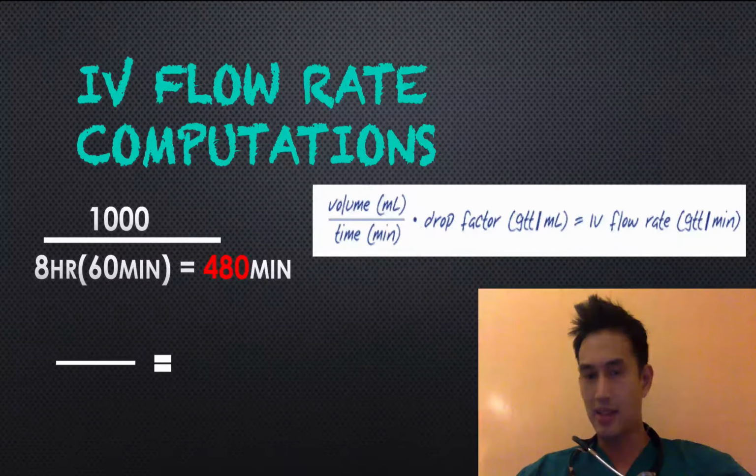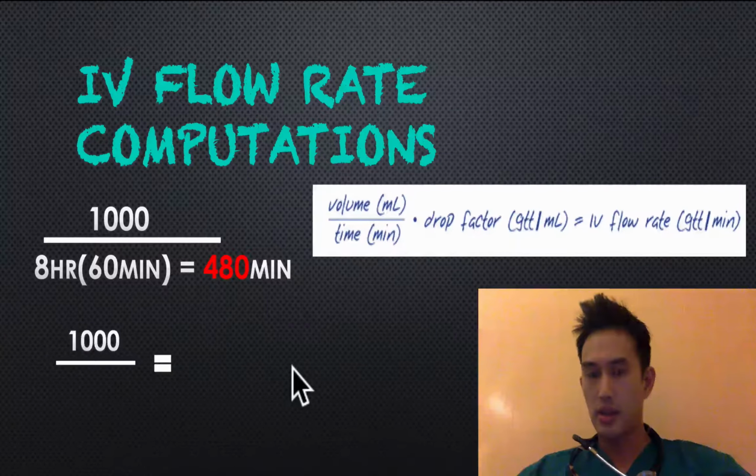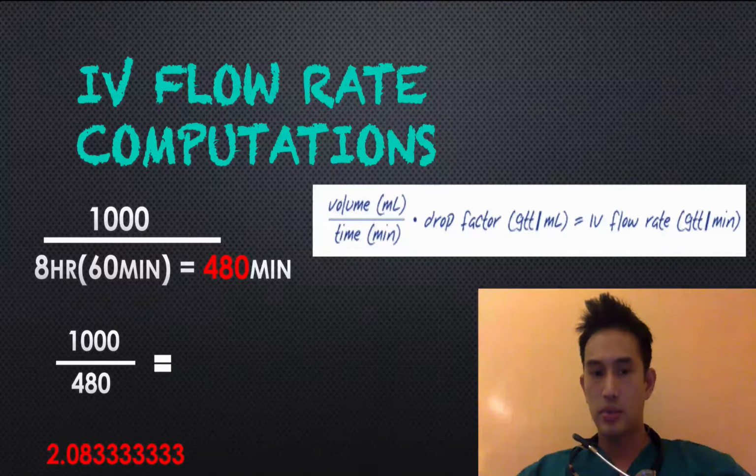This isn't unlike the first two questions we did. This one's a little bit different. You have to remember to put it into minutes. So it's going to be 1000 over 480, and that equals 2.083333. Now that's just this step right here. That's pretty much all we did. Now we still have to multiply the drop factor. So we still have one more step.